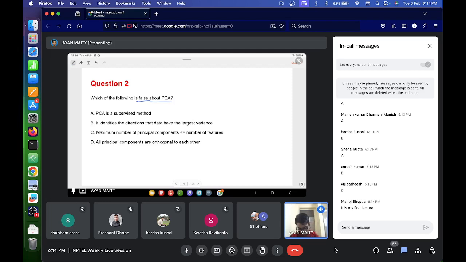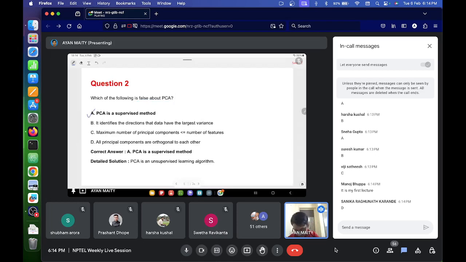So the correct answer is option A. PCA is a supervised method. PCA is an unsupervised method, so it does not consider the output variable or y, as we said. So it does not consider the y variable at all. It only considers the input features or the x matrix here. And this is the only false option.